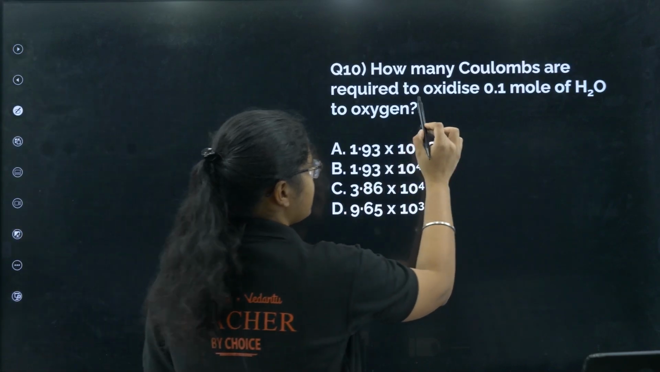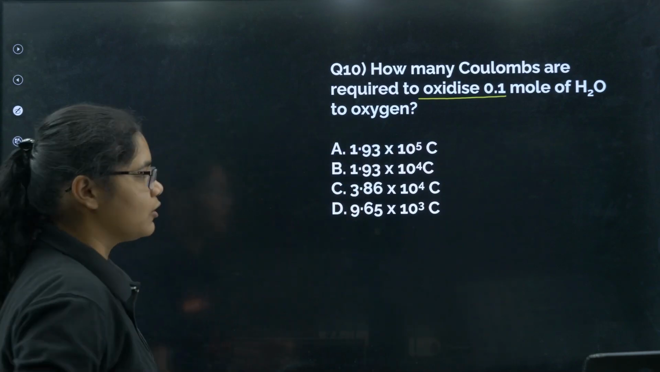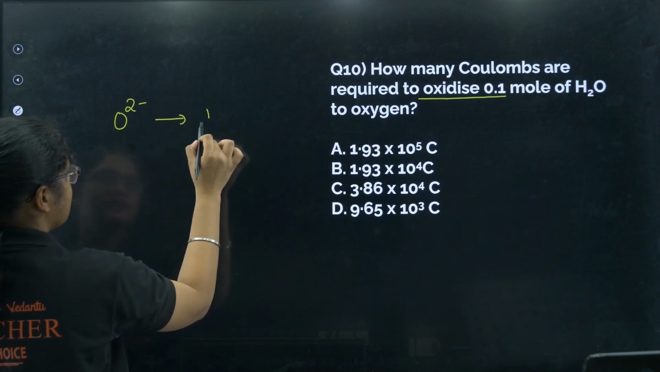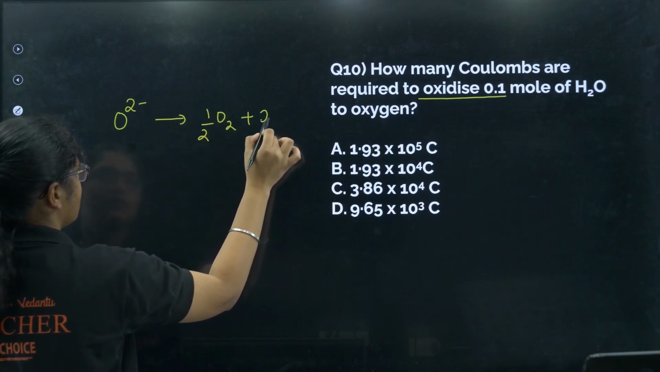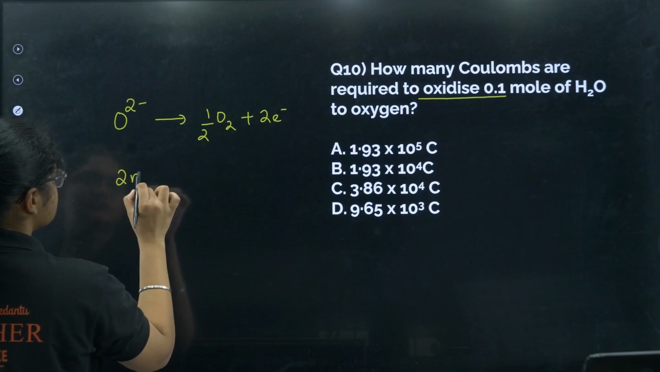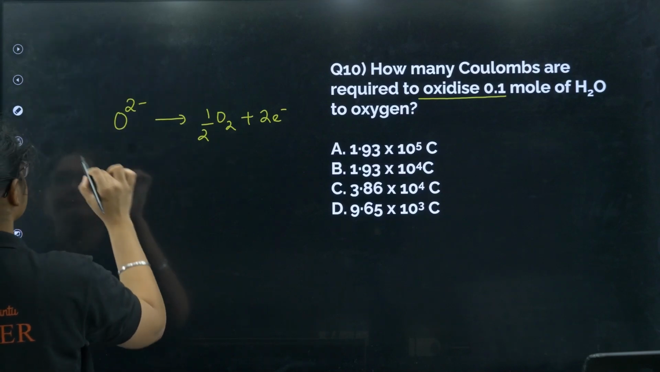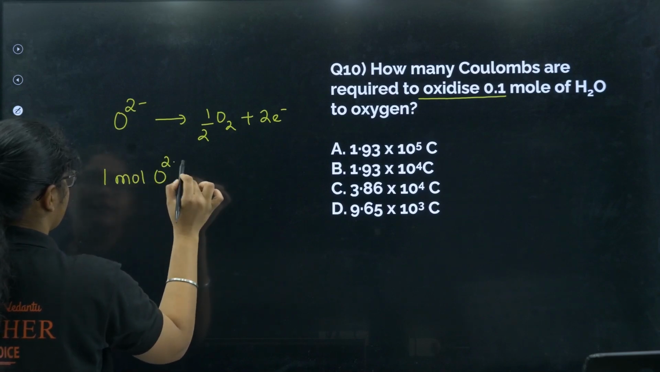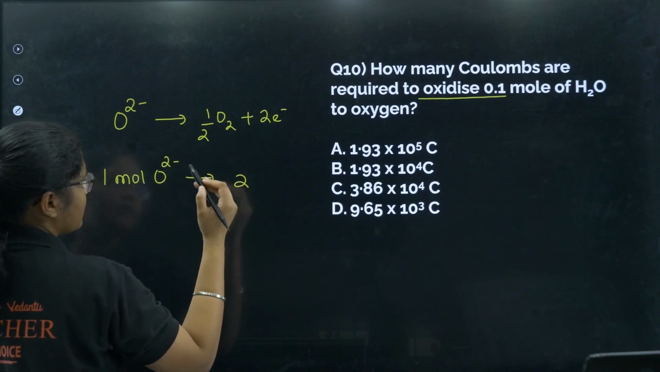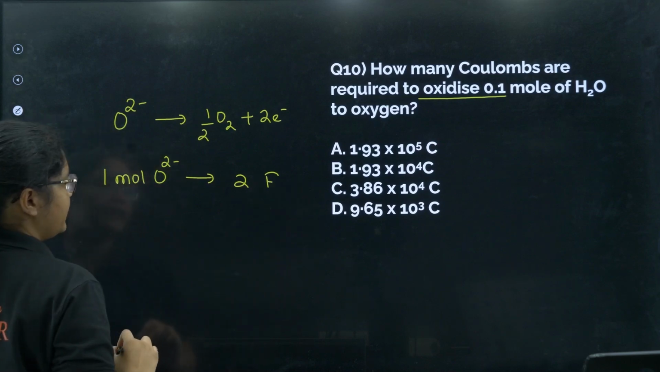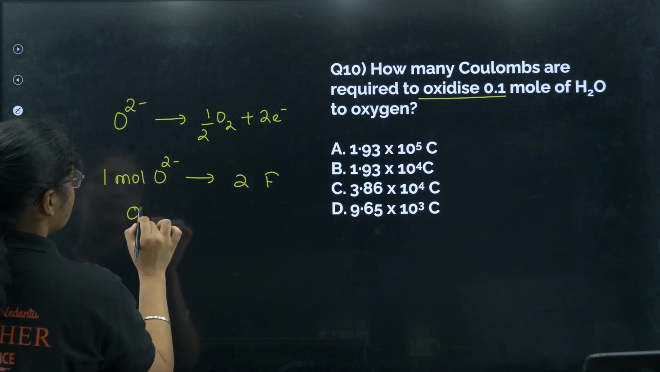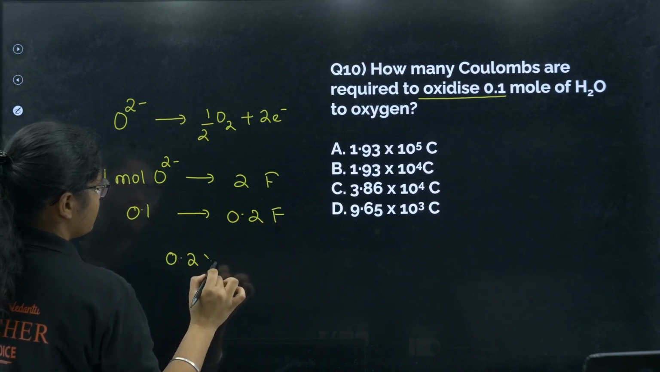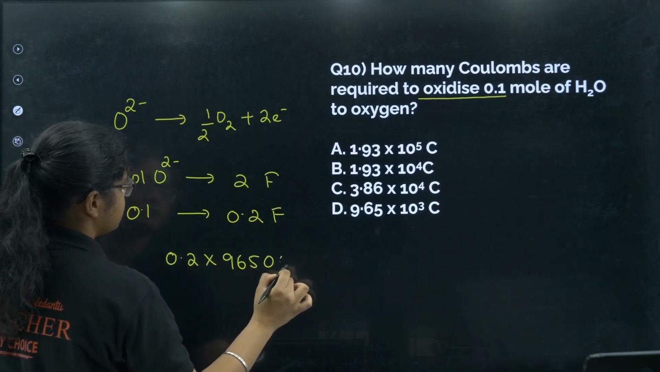Next, how many coulombs are required to oxidize 0.1 mole of H2O to oxygen? If you see oxygen, we have O in the form of 2 minus, right? So I can say that 1 mole of O2 minus will be oxidized by 2 Faraday, right? Then if I have 0.1, that will give me 0.2 Faraday. Now if I convert 0.2 Faraday to coulombs, 96500.